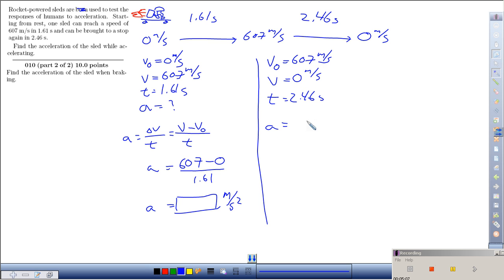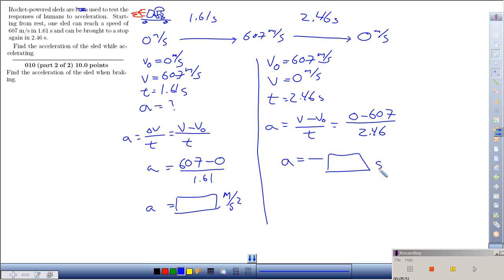So now my acceleration is my final velocity minus my initial velocity divided by time. I'm going to get a final velocity of 0 minus an initial velocity of 607, divided by a time of 2.46 seconds. Now, this is going to be negative, isn't it? 0 minus 607 divided by 2.46. So that's a positive amount of time, but this acceleration is going to be negative, and negative acceleration happens when you're going at a positive velocity and you slow down. That's a negative acceleration. So my acceleration is going to be some number, and it's going to be negative when I get that number.